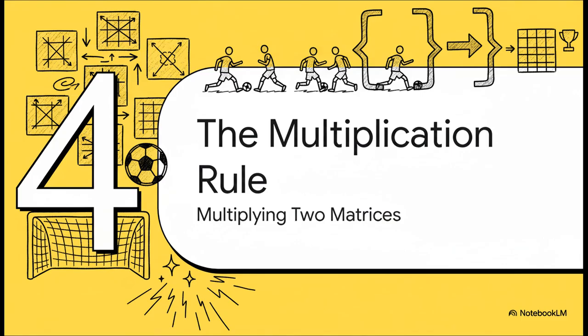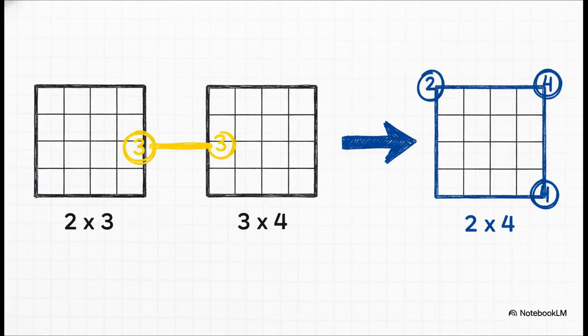Okay, we've got the basics down. Now it's time for the main event, multiplying 2 matrices together. Now this one's a little trickier, but trust me, this is where the real power of matrices gets unlocked. This is the move that's going to solve our soccer team puzzle. So here's the crucial thing. You can't just multiply any 2 matrices you want. The number of columns in the first matrix has to be the exact same as the number of rows in the second one. Think of it like this. The 2 inner numbers have to match. If they do, it works, and the size of your final answer will be the 2 outer numbers.